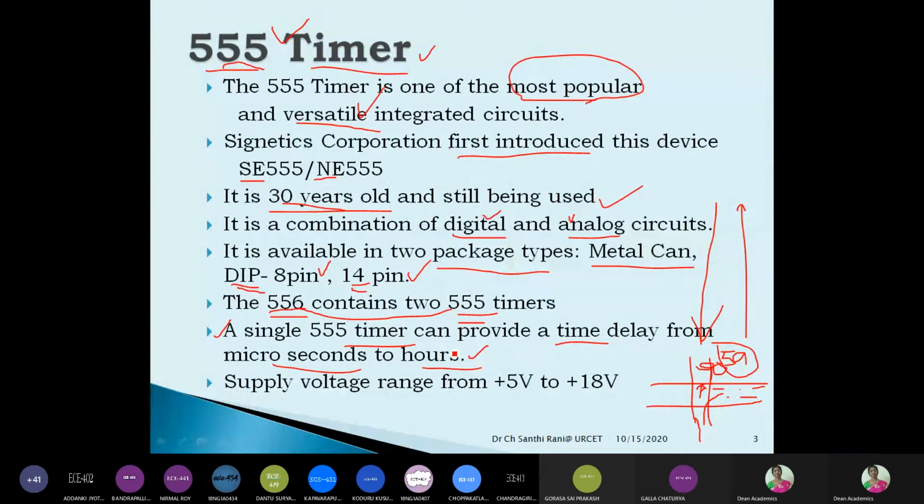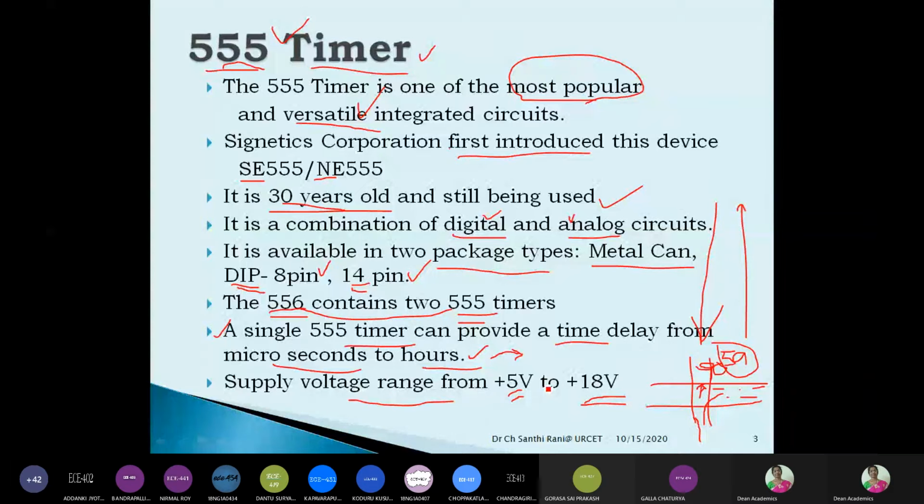So sometimes if you design some circuits, they will go up to a few days also. It can provide that much delay, right? Then if you observe the supply voltage range, the supply voltage that can be applied to this 555 timer is from 5 volts to 18 volts. Depending on your requirement, we can give supply voltages from 5 volts to 18 volts positive voltage, right? So these are some features of 555 timer.